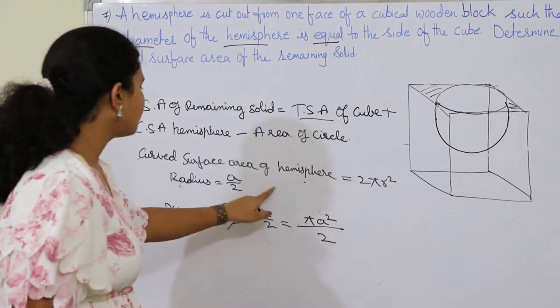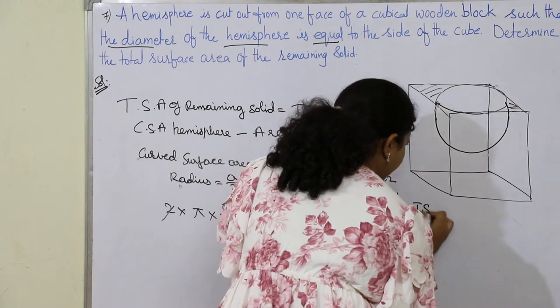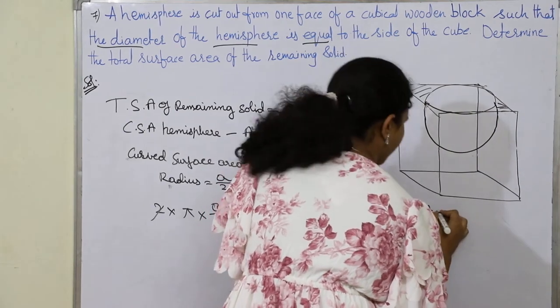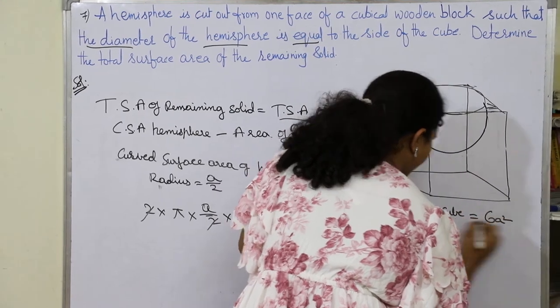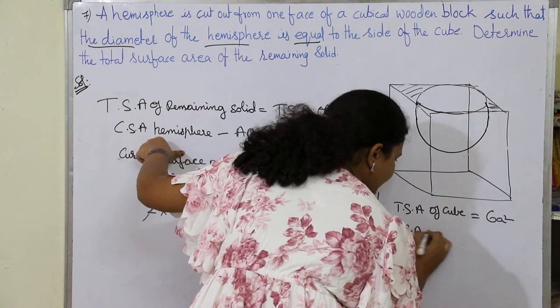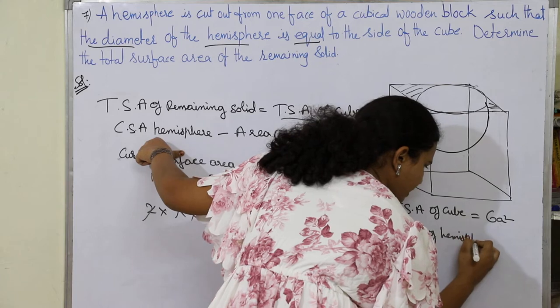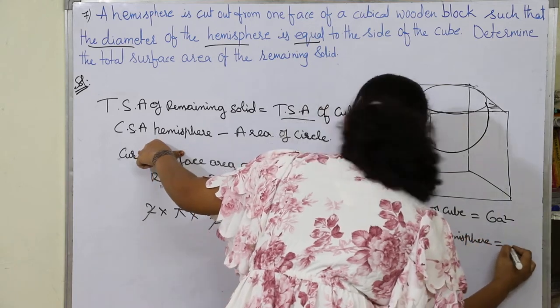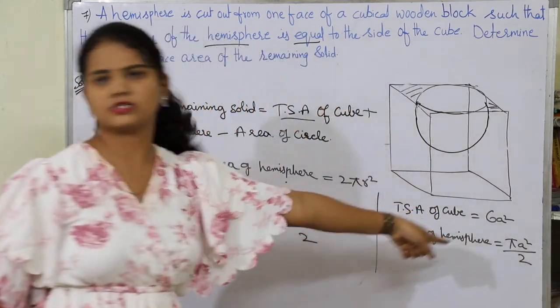Let me write down over here, where TSA of cube equals 6a square, and CSA of hemisphere we got now what? CSA of hemisphere equals pi a square by 2.